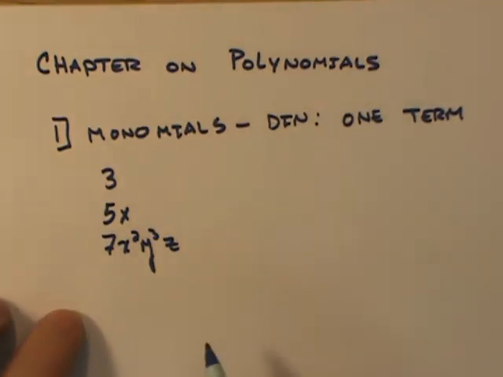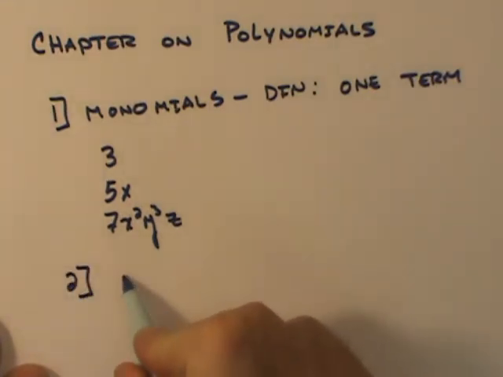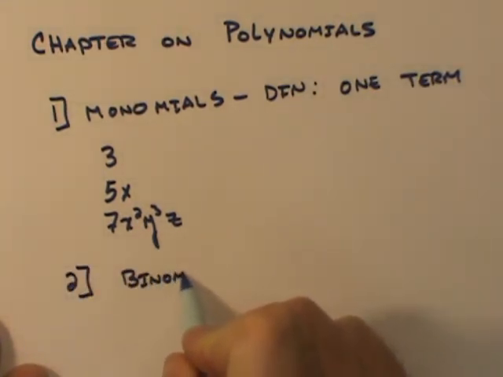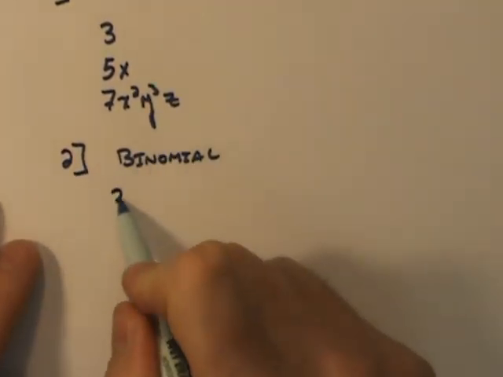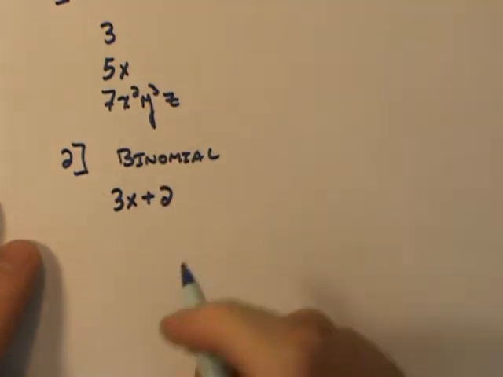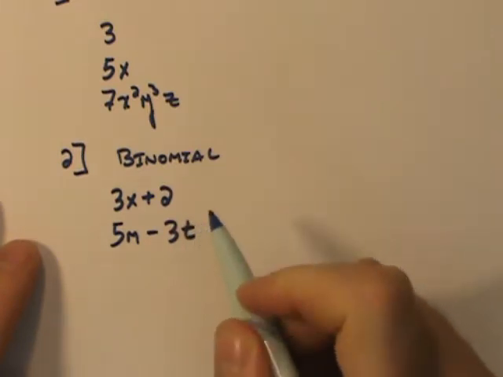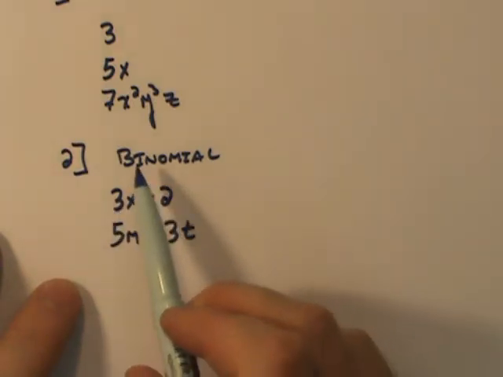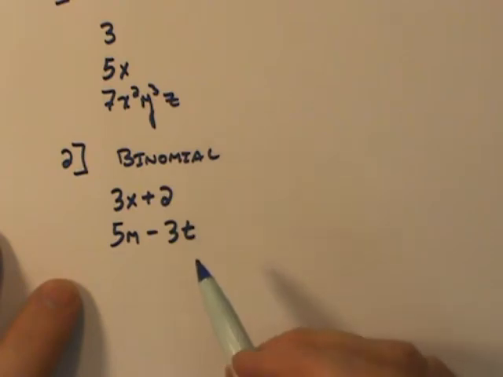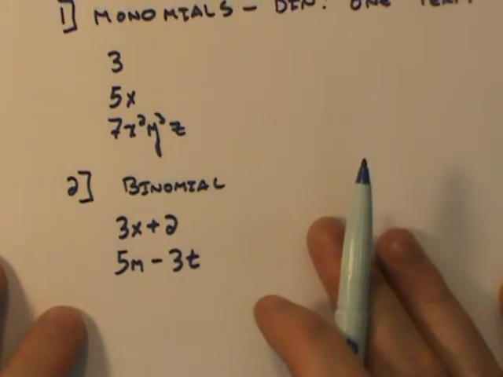If you move into multiple terms, we call those binomials. Example. A binomial is when you have two terms, like 3x plus 2 or 5m minus 3t. Here you see that the terms are separated by either a plus or a minus. Because there are two of them, we call them a binomial, just like you consider a bicycle has two wheels. In math, if you have two terms, we call those a binomial.